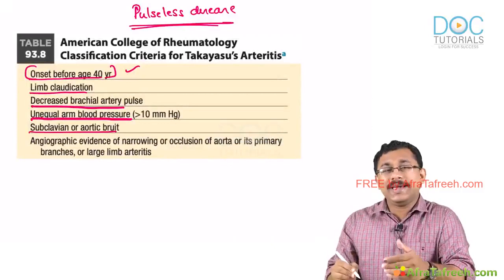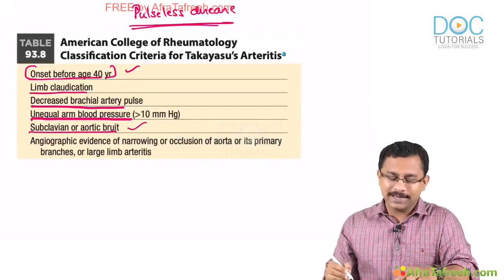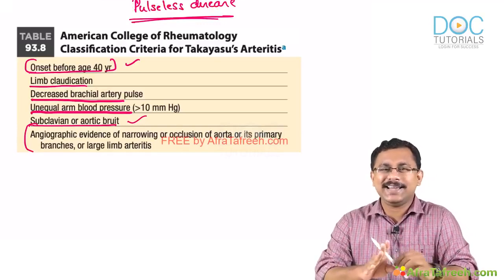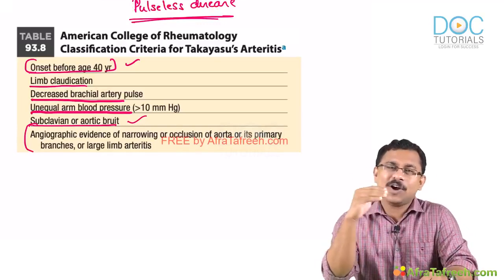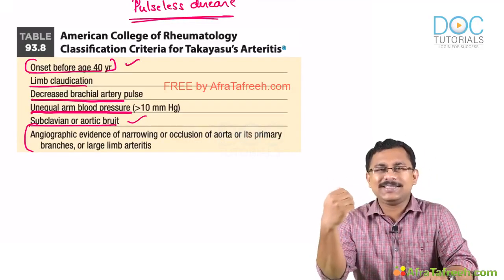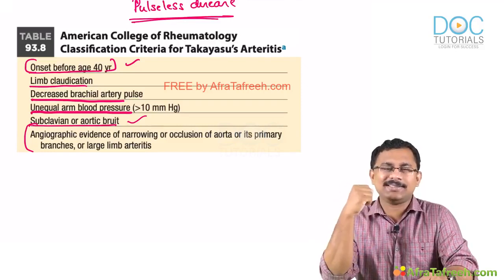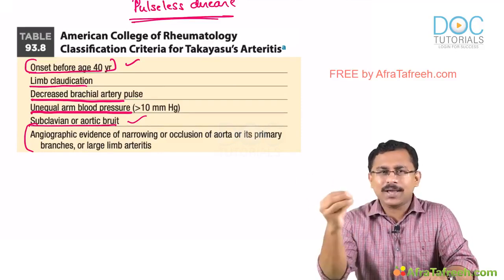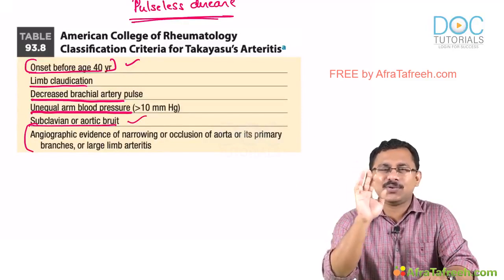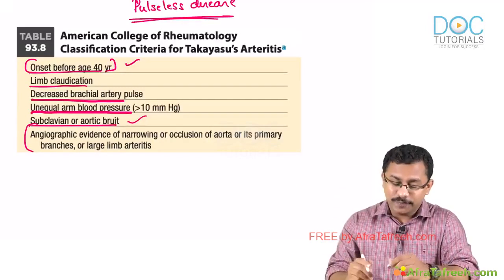Subclavian or aortic bruit, again, is more common in Takayasu compared to giant cell arteritis. And how do you confirm Takayasu arteritis? See, since this is a large vessel arteritis which predominantly affects the subclavian, the common carotids, the aorta and the renal vessels, you cannot do a biopsy as easily as in giant cell arteritis. Because in giant cell arteritis, you can go for a biopsy of the superficial temporal artery. But what about Takayasu? You cannot just biopsy your aorta. So it's mostly a diagnosis based on the clinical presentation plus your angiographic abnormalities.